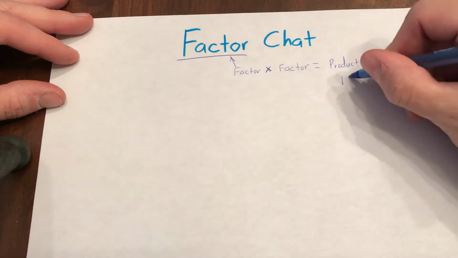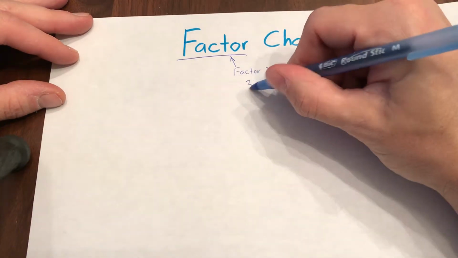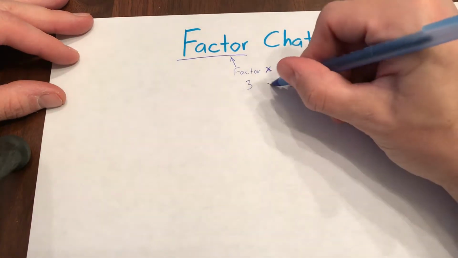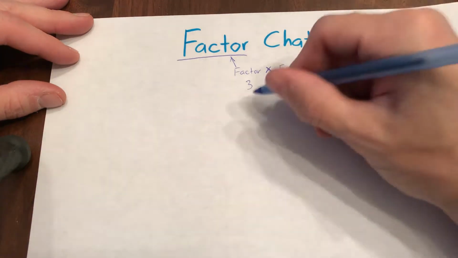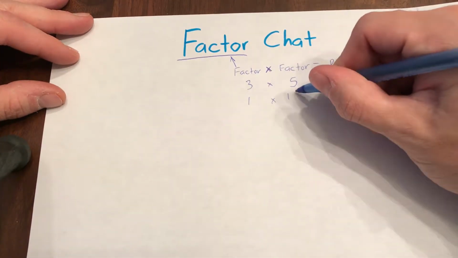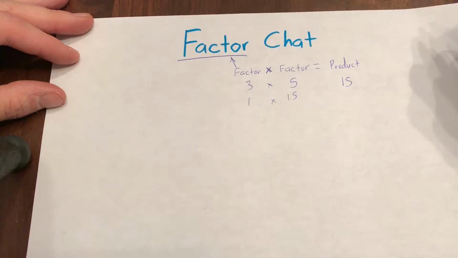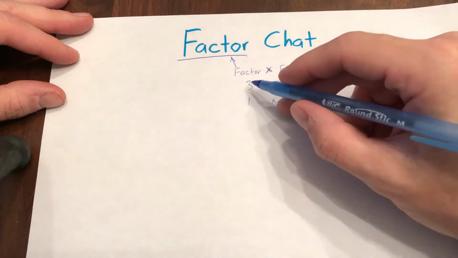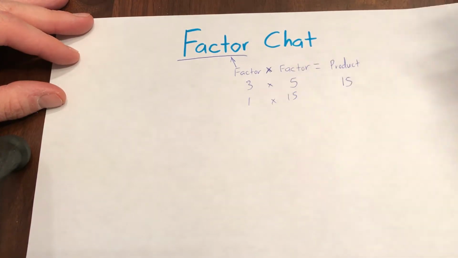So if my product is 15, the factors could be 3 and 5, because 3 times 5 is 15. But they could also be 1 times 15, right? So there's a lot of different things. I'm not going to get into the weeds of saying, well, what about 5 and 3 and 15 and 1? That's not our purpose today. These are the four numbers that would be factors of 15.